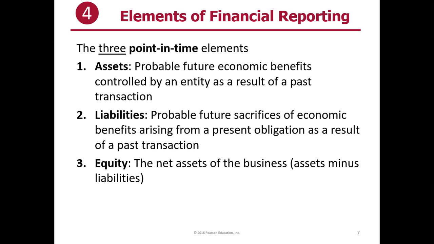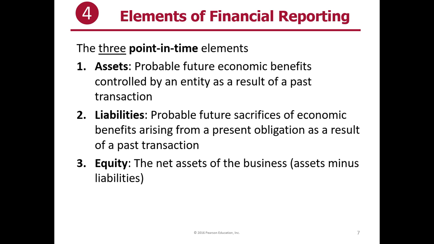So assets are probable future economic benefits. Now, for whom and what is the condition? The condition is that it must be controlled by an entity. It must be in possession of the company, of the economic entity. And the third point to notice is that it is a result of a past transaction. So there are three parts to this definition.